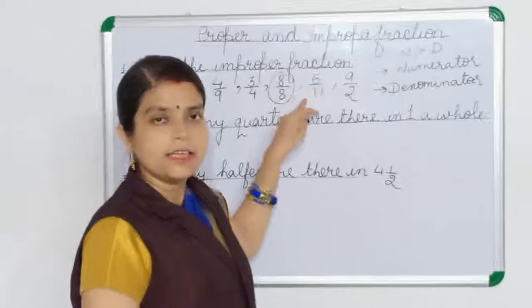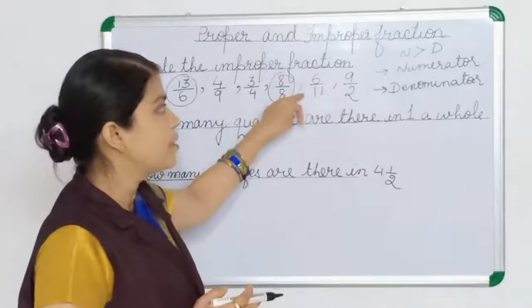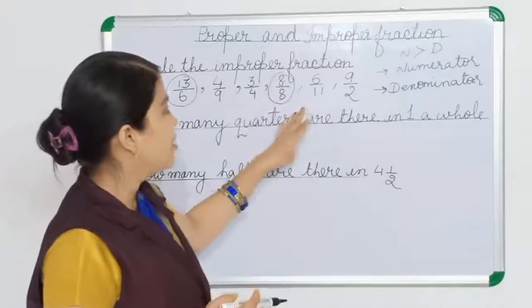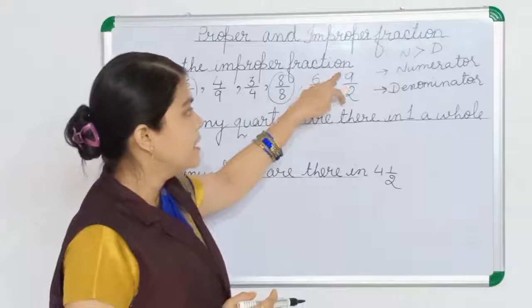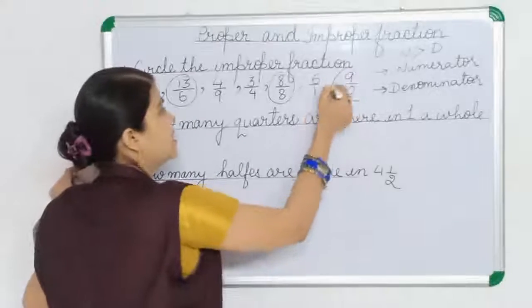6 is less than 11, so it is a proper fraction. It is not more than 11. The numerator is not greater than the denominator. Okay. So it is a proper fraction. Here the numerator is greater than the denominator, so it is an improper fraction.